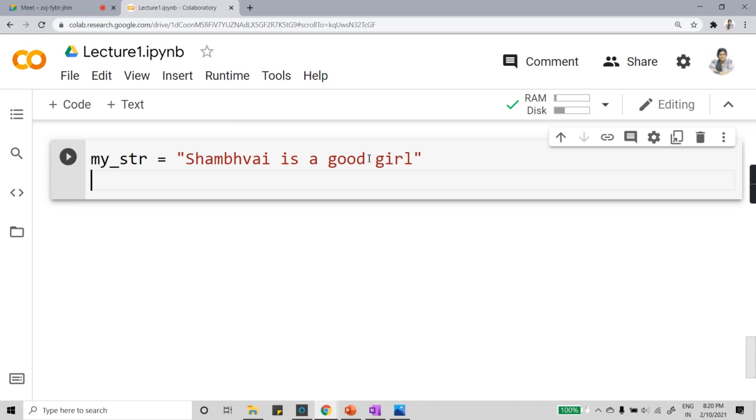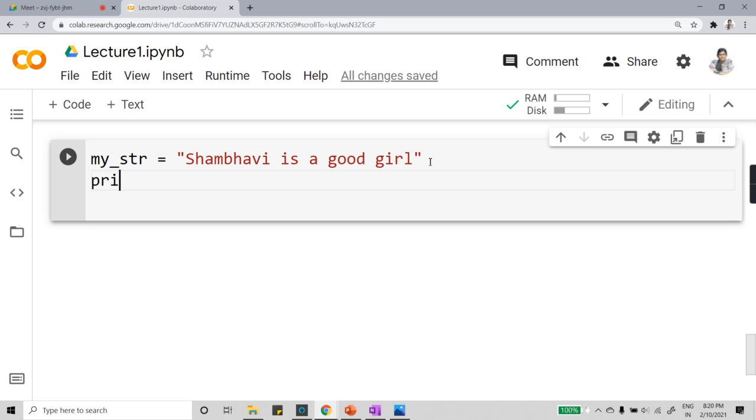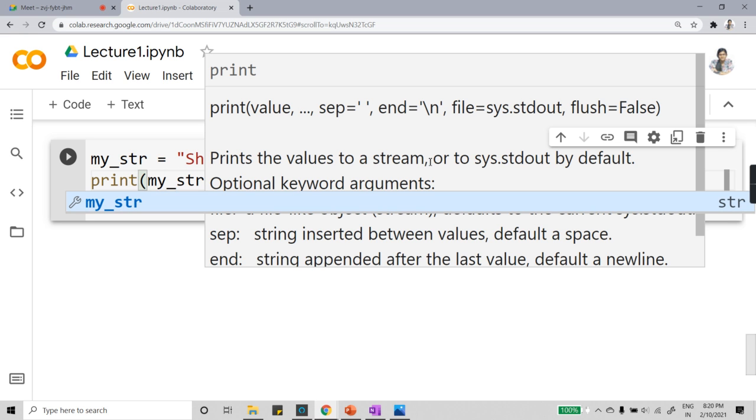Now, let's say I want to check how many times I is present in my string. Let's say I have a character that is I in my whole string. I want to count how many times this character comes in my string. What I would do is use a function, and that function is count. I would write print my underscore str.